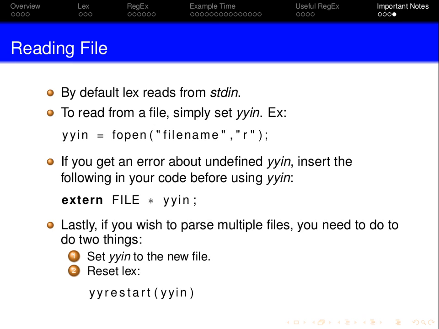All right, reading a file. I don't think you're going to have to do this for your lab. That's fine. By default, Lex reads from standard in. To read from a file, simply set yyin equal to fopen of the file name, passing an r, telling it you're going to read in text. If you get an error about undefined yyin, insert the following code before using yyin. And lastly, if you wish to parse multiple files, you need to set yyin and then reset Lex with yyrestart. So it clears everything it's done so far and will start parsing again.